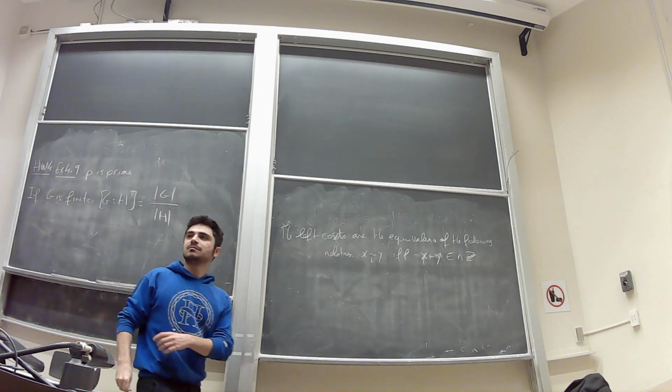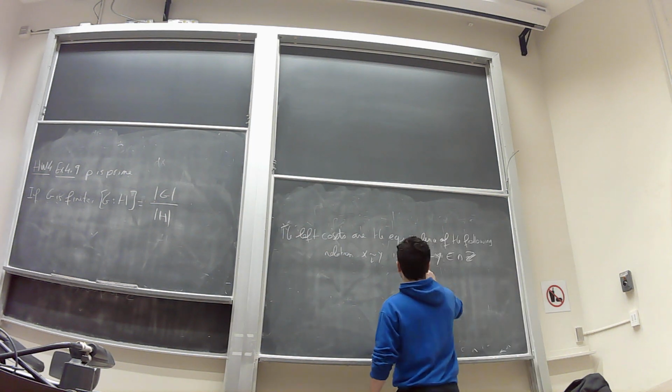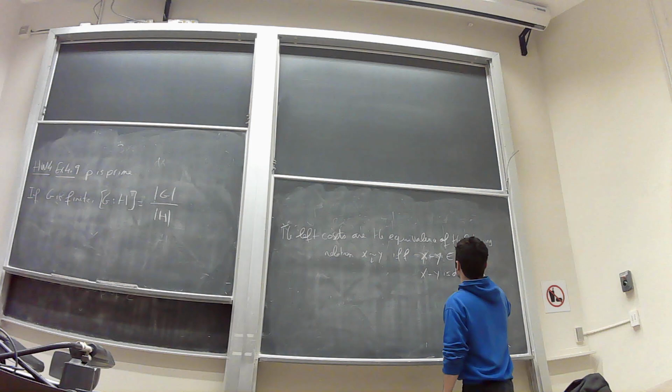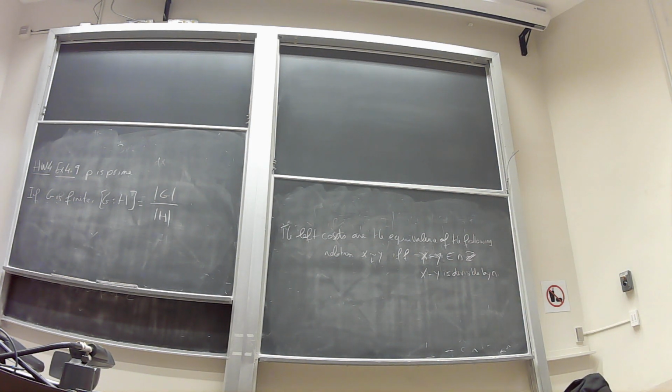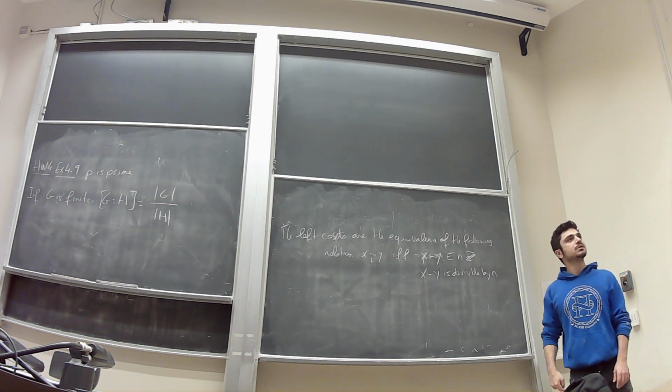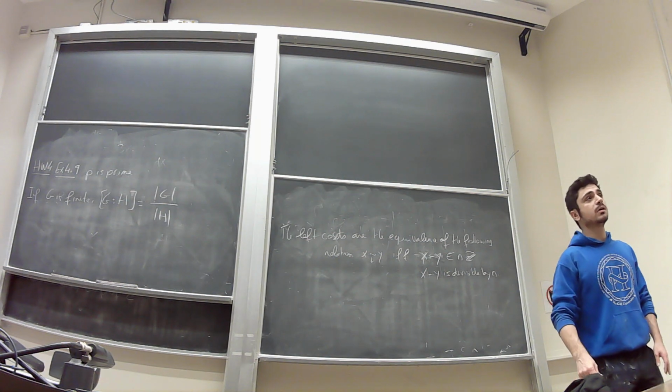What do I find here? x minus y belongs to nZ means that x minus y is a multiple of n, which means that x minus y is divisible by n. Do I know the cosets of this equivalence relation? We have seen them before, right? Yes. These are the integers modulo n.